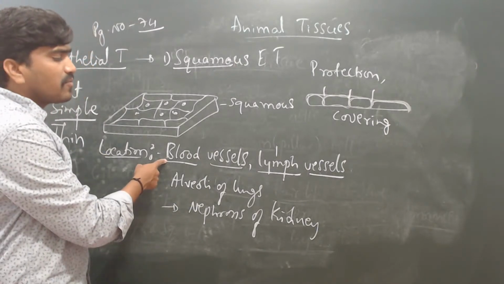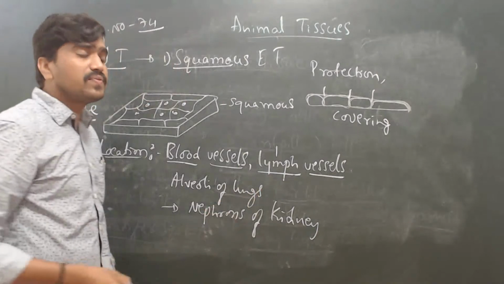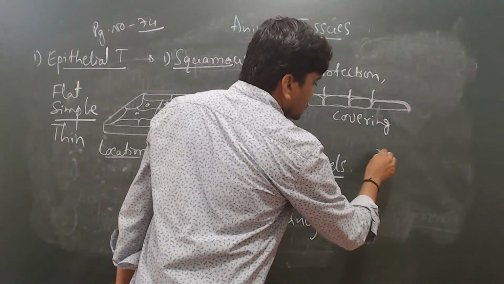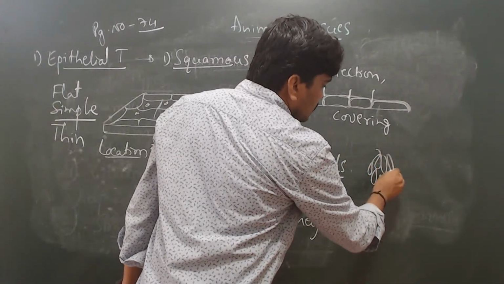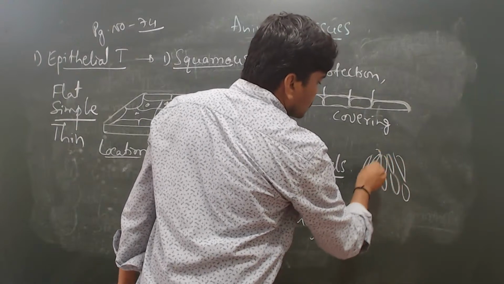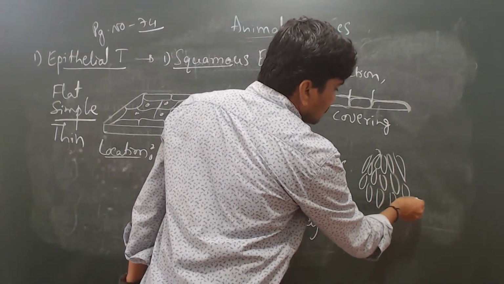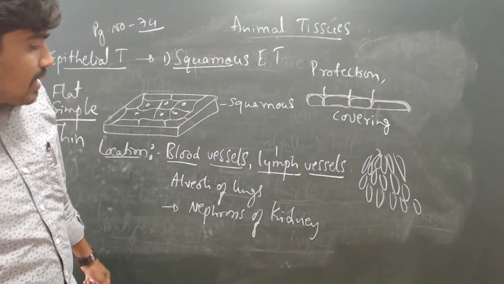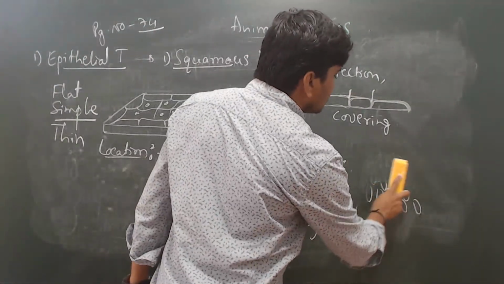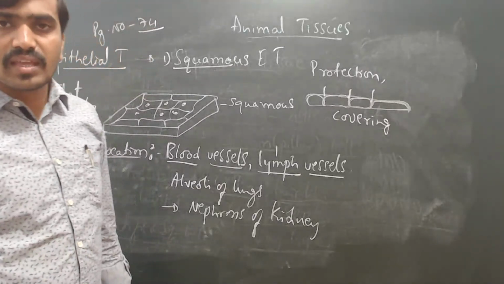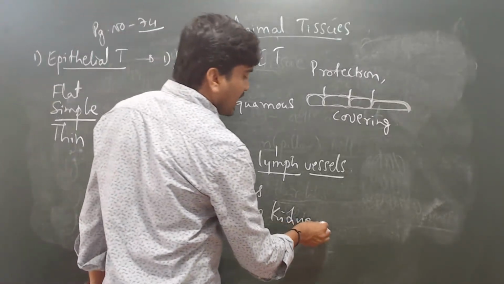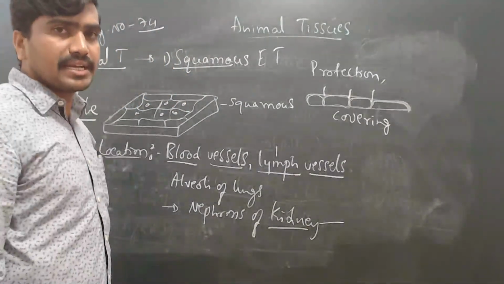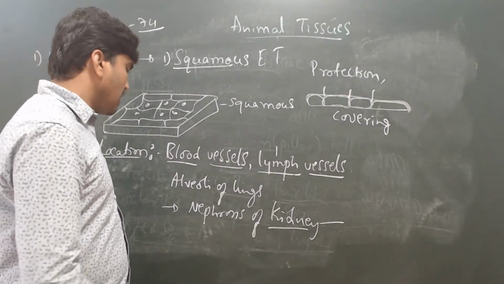That makes the inner lining of blood vessels, inner lining of lymph vessels, and alveoli of the lungs. Alveoli are arranged like bunches of grapes, like this. These are present inside the lungs and help with the exchange of gases. Then the nephron of the kidney. Nephron is the structural and functional unit of the kidney, and here it mainly helps with excretion. Kidney function is to filter the blood and excrete waste material from the blood.